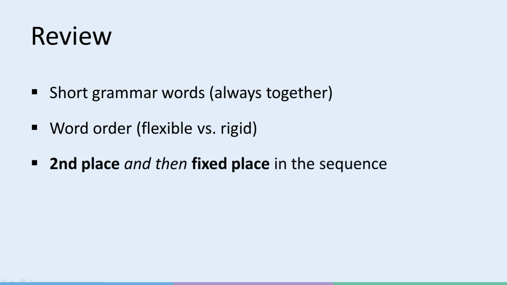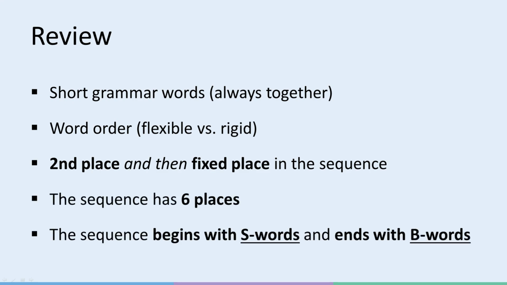All clitics are in second place of a sentence, but if there are more than one, we know their exact position. Any deviation from the rule is a mistake. There are exceptions like questions, but more on that a bit later. This sequence has 6 places. The beginning and end form an easy-to-remember frame that helps us tackle the whole thing. The sequence begins with S words and ends with B words.